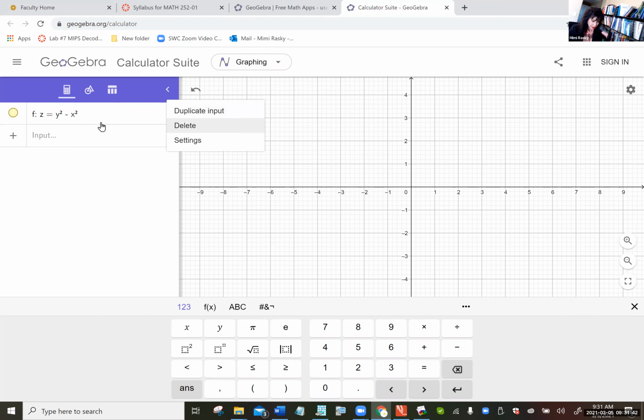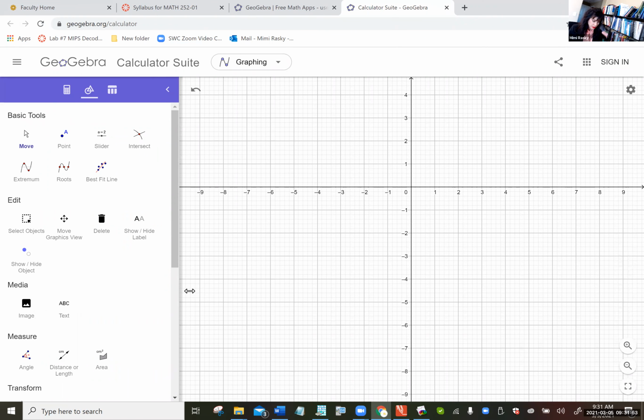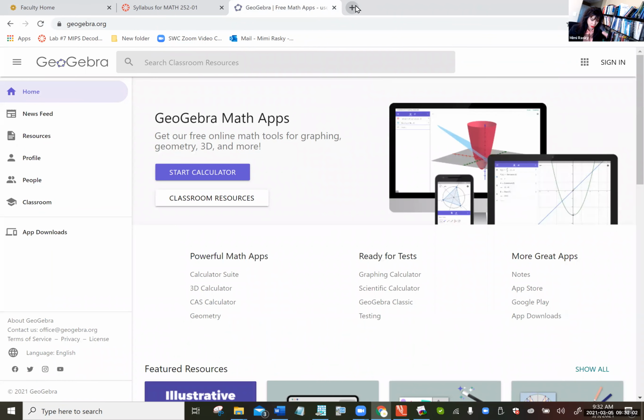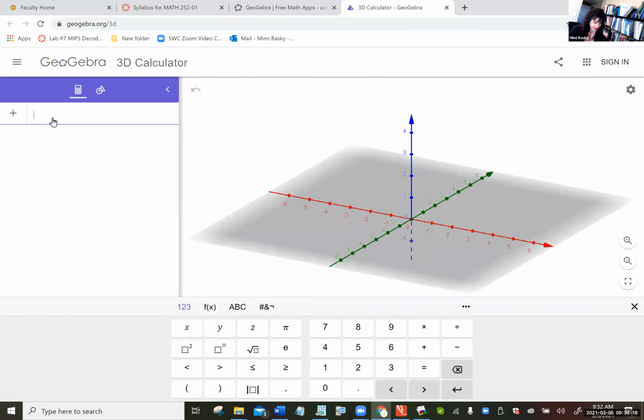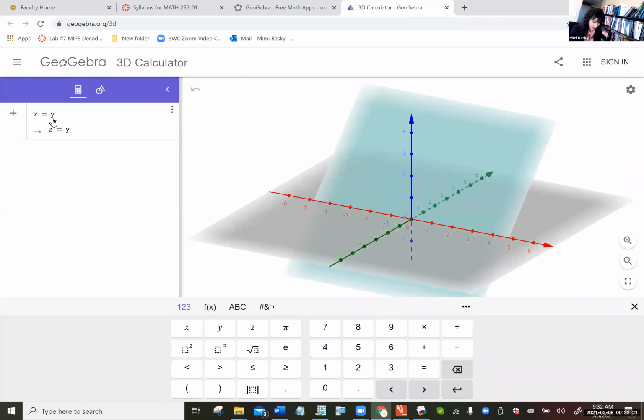I don't know why this isn't working, but I don't have time to sit here and futz around with it. It looks like it's not happy, but it also looks like I'm not in 3D. So let me see something here. Nope. Let me get out of here. The 3D calculator. I don't know why my internet's really slow. I've had some internet issues. There we go. This looks like the better place to be. So maybe this is why it was unhappy.